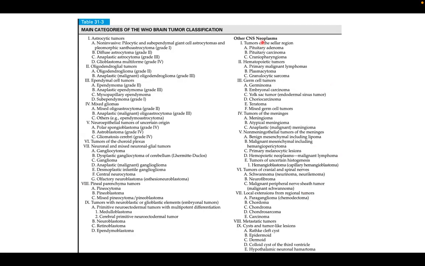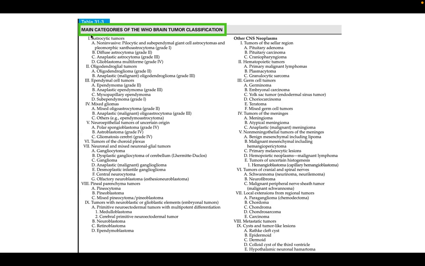Now here, this is a very busy table. That's why this textbook is quite scary, to say the least. This shows you the main categories of WHO brain tumors. So please make sure you scan the actual book because these are must-knows. The main categories of the WHO tumor classification. So please take note of this.